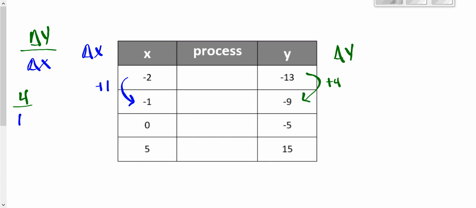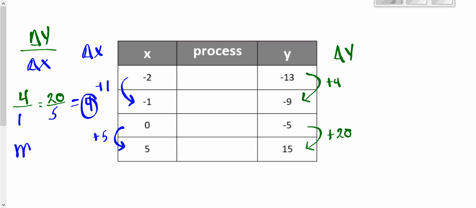I'm going to verify my answer with another point. So I'm going to find the change in my y value here from -5 to 15. It's increasing by 20. And the change in my x value, it's increasing by 5. So 20 over 5. If I simplify both of these, they equal 4. So my slope is 4.